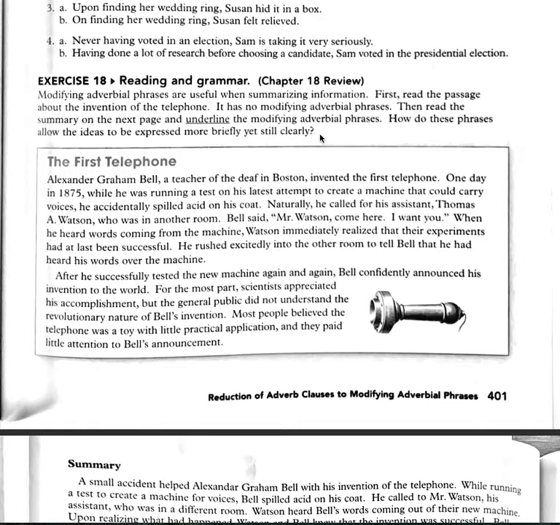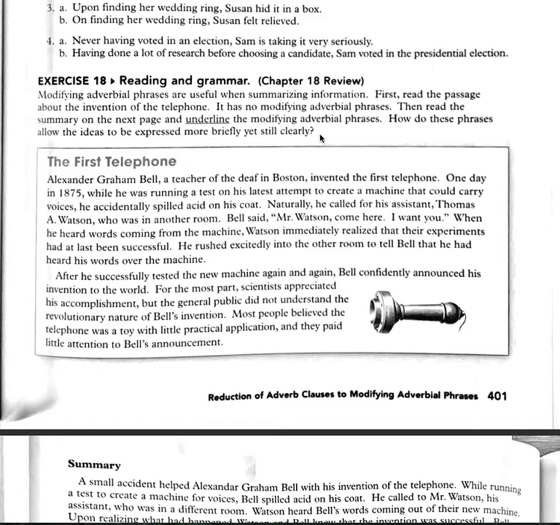So that's what you're wanting to do in your conclusion paragraph of your essay. You might want to consider using adverbial phrases instead of adverb clauses, and you're going to be modifying them so that they can give the idea more briefly, but yet it's still the same information.